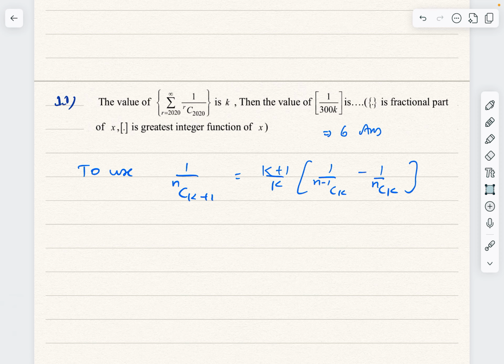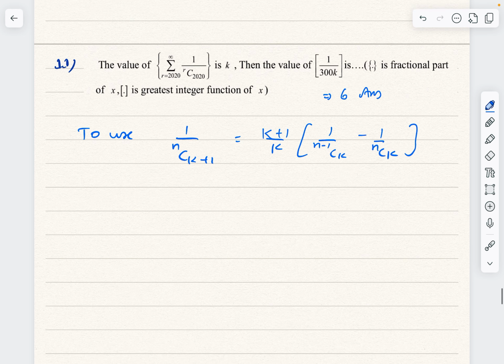The answer for this problem is 6. One way is we can write 1 by nC(k+1) as (k+1) by k, 1 by (n-1)Ck minus 1 by nCk. But mugging this will be difficult. So let us see how else we can see this problem.